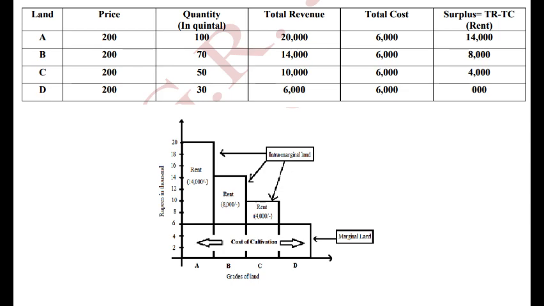Expressing the analysis in money terms, we consider rent as a surplus over the cost of production. Lands A, B, C are able to get the surplus or rent respectively as 14,000 rupees, 8,000 rupees and 4,000 rupees. Therefore, according to Ricardo, the more fertile land yields more rent. Ricardo describes the superior or more fertile land as intramarginal land, and the land which is not able to earn any kind of surplus or rent is called marginal land.